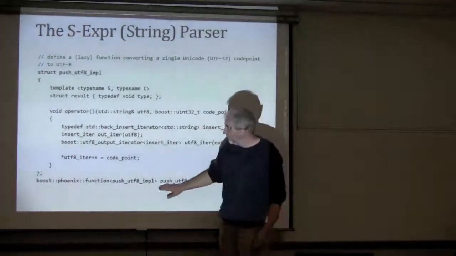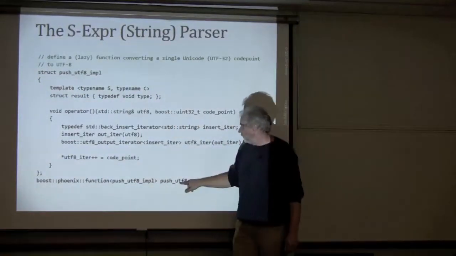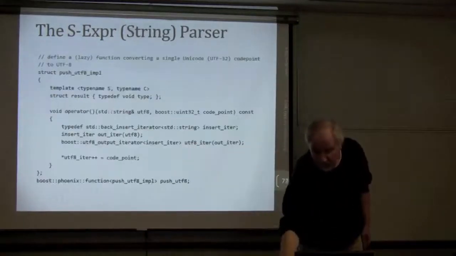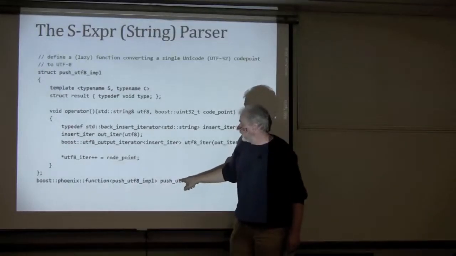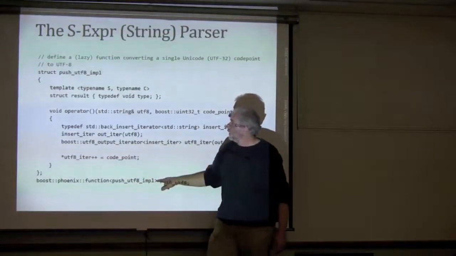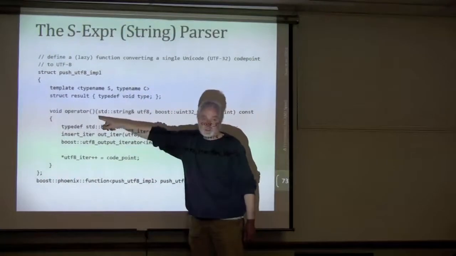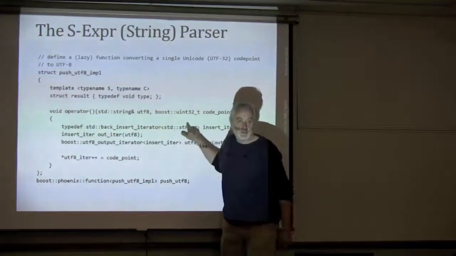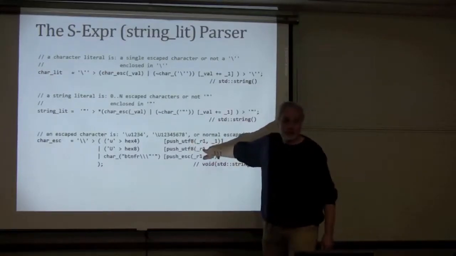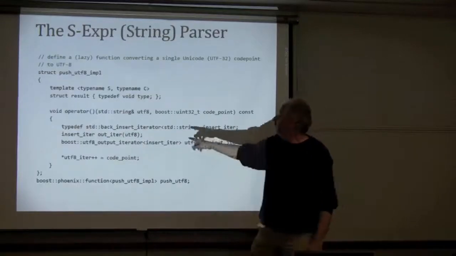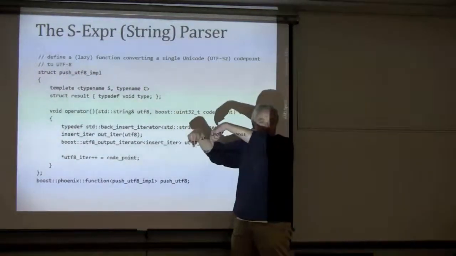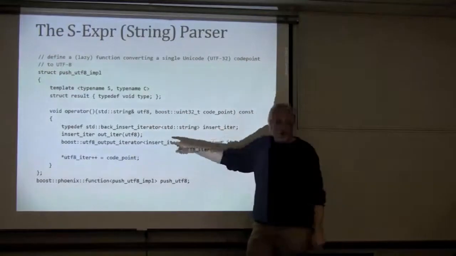That's one of those lazy functions defined in Phoenix. So let's start at the bottom. We define push UTF-8. That's the one we used here, right? We used it here. That's exactly that symbol. That push UTF-8 is a Phoenix function generated from this implementation. And this implementation is just a struct which exposes an operator, which then gets the two arguments I saw on the previous slide. You see, push UTF-8 will be called with two arguments. So we have to define a function operator which takes two arguments. So these two things which in the semantic action get passed in end up here in this function.